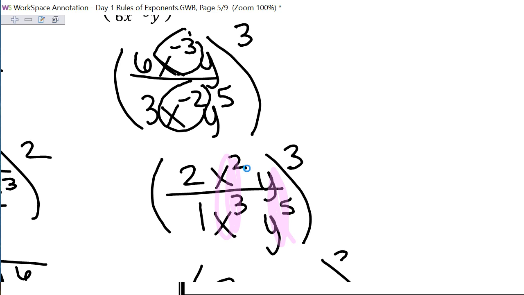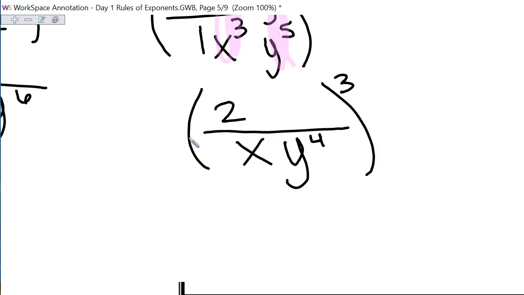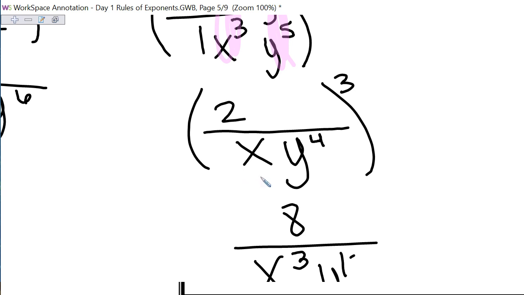And once you completely simplify the inside, then it'll be faster to cube everything. So what is 2 cubed? 8. And then the x needs to be cubed. And y to the 4th, when you cube it, power to a power, what do you do there? Multiply. It becomes y to the 12th. So 8 over x cubed, y to the 12th.